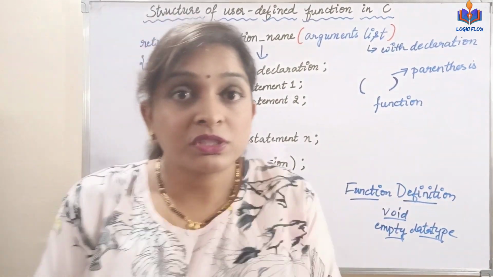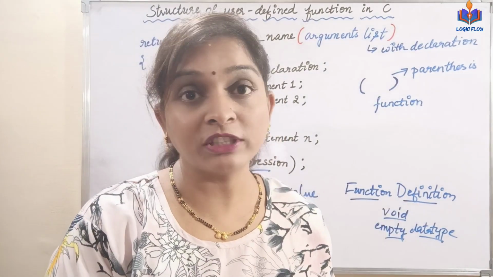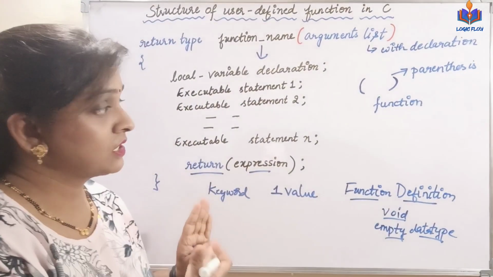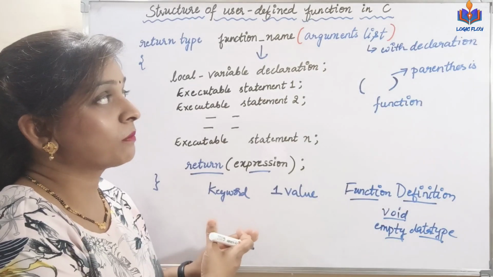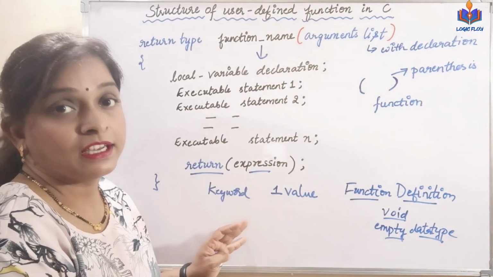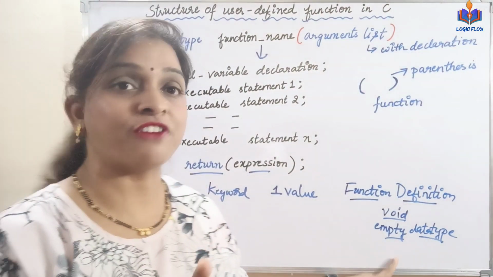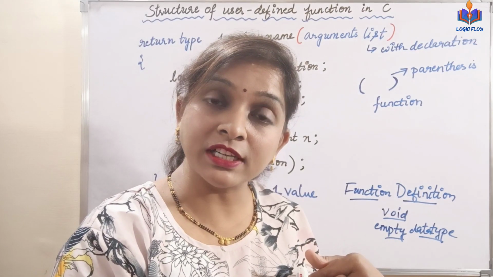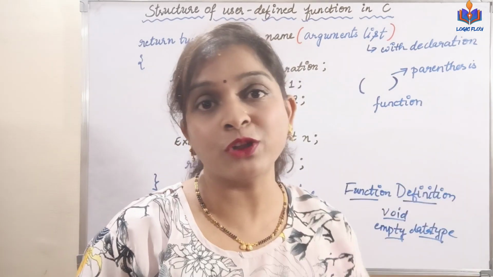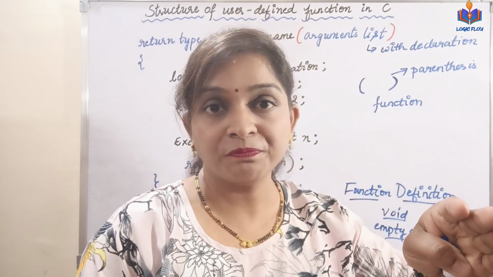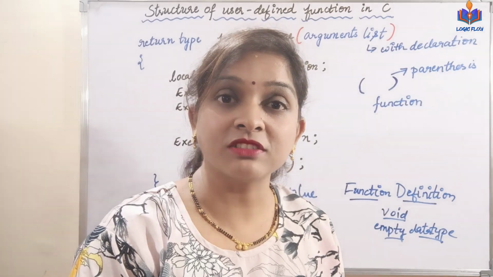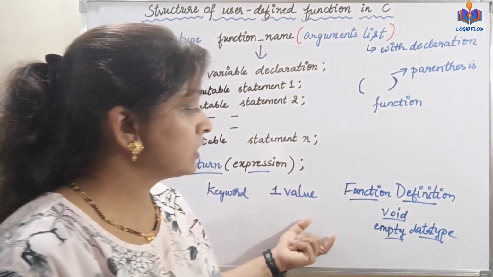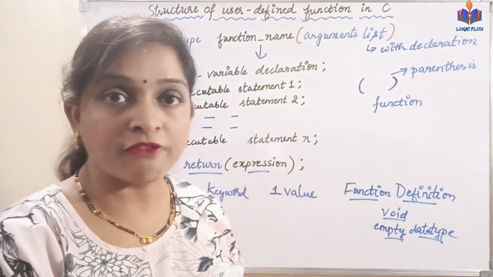When I say the user is defining a function, it means we need to follow the protocol. We need to follow the syntax and format. This is the format, and we have to follow this format. This is the function definition. So this is only one part of the function. Now the question arises: where to place this function definition? We have only learnt one part of the program, that is the main function. Where to place this function definition?